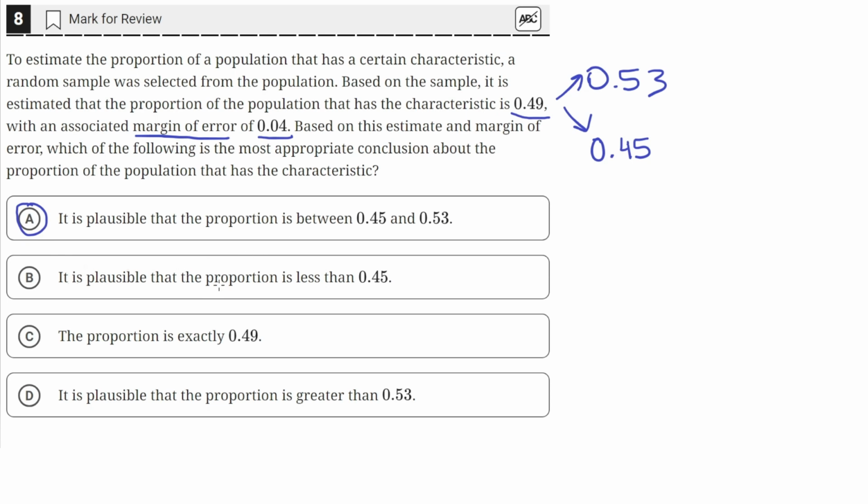The rest of the answer choices are outside of the plausible range, like answer choice B and answer choice D. Answer choice C says the proportion is exactly 0.49, but this doesn't take into account the margin of error. It is plausible that the actual proportion is within this range of values, so C is also incorrect. So A is the answer.